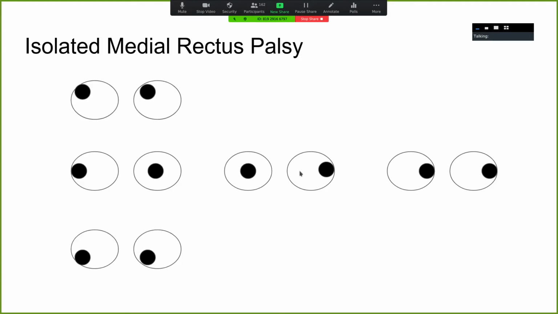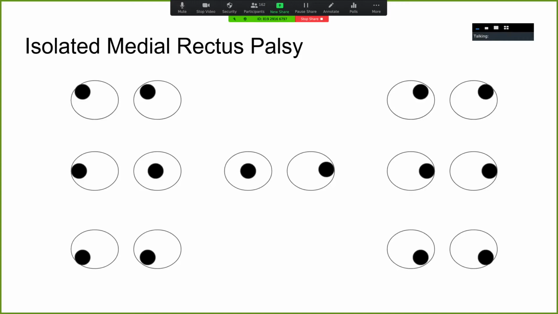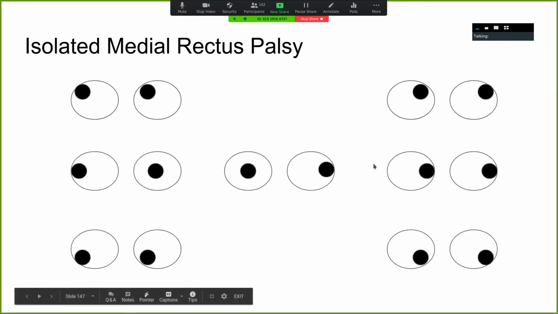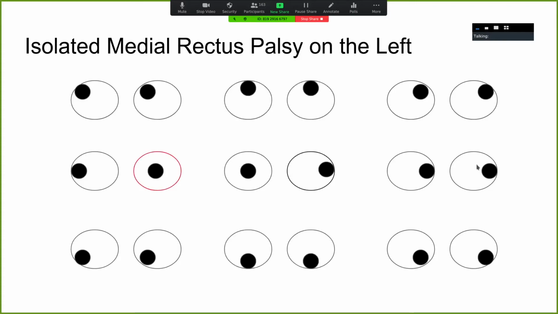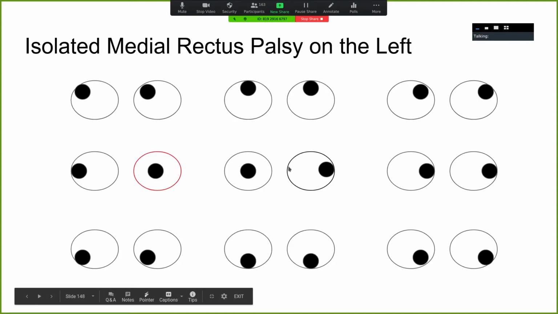On gaze up and down, okay, there on the right. Gaze up and down on the left, okay also. So for the eyeballs to move laterally, that means the MLFs are spared. It's really just the muscle here in the left eye. All gaze directions, it's just this.